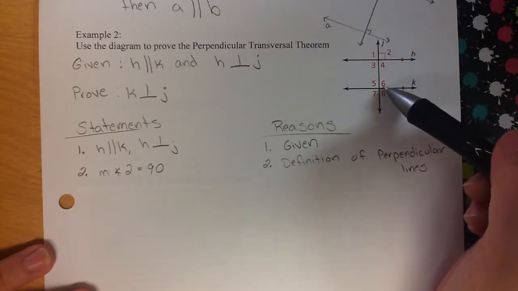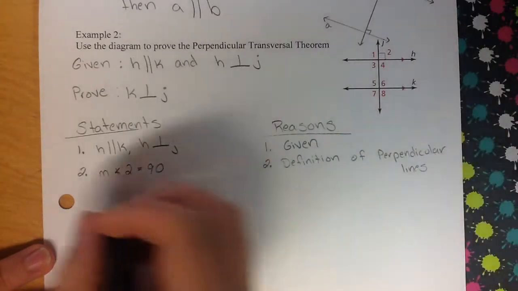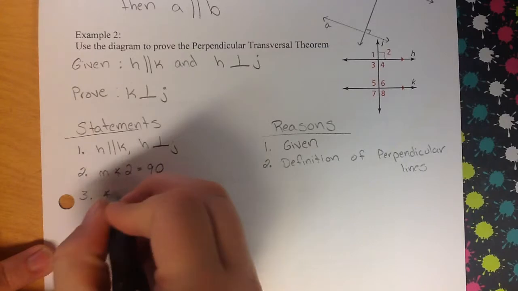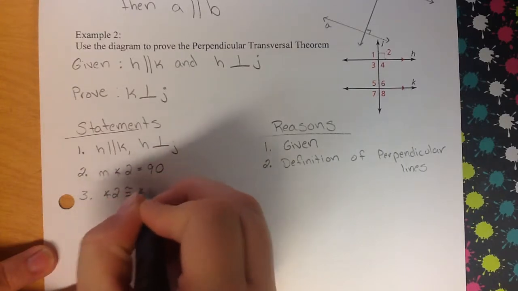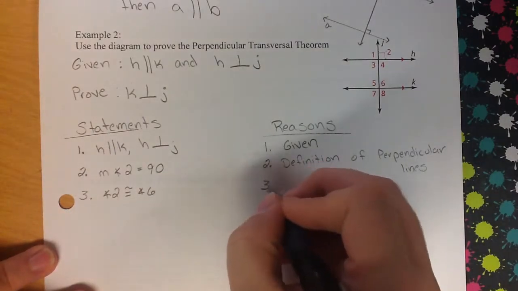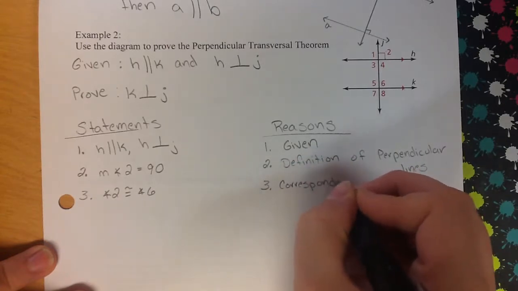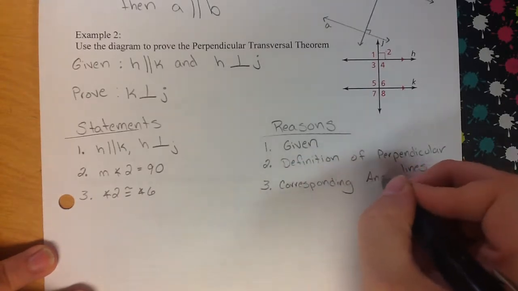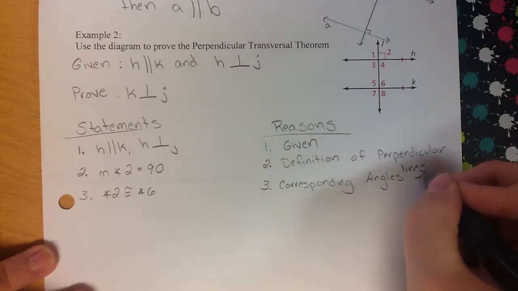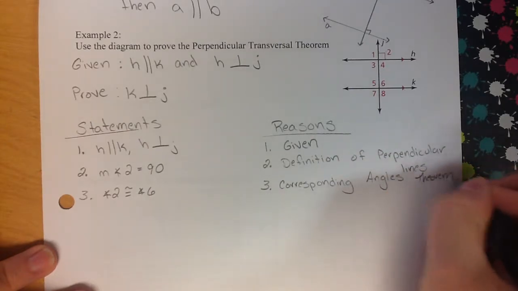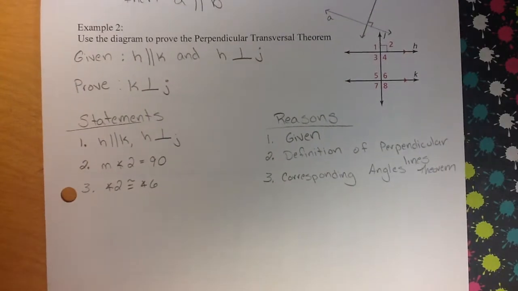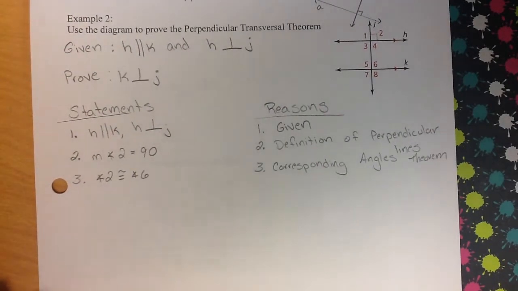Okay, so if the measure of angle 2 is 90, we want to connect 2 to 6. I know these two lines are parallel. 2 and 6 are corresponding, so I can say angle 2 is congruent to angle 6 because of our corresponding angles theorem.